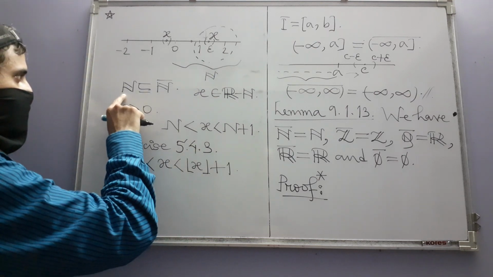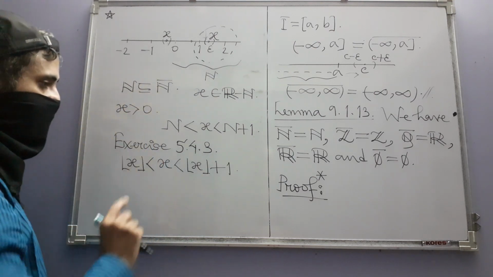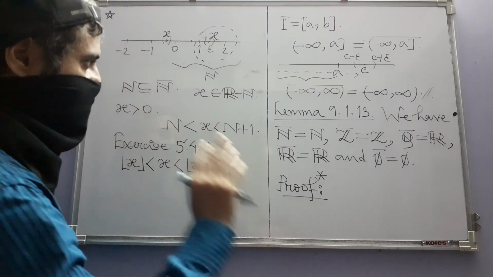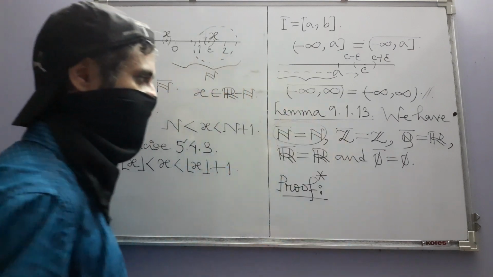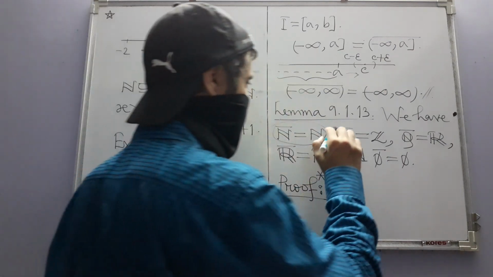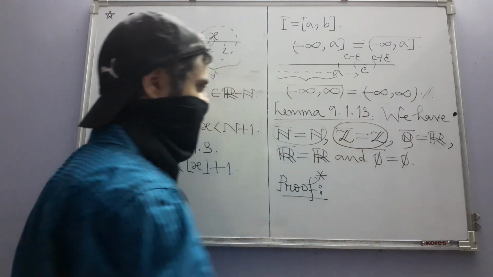So except the points of N itself, nothing else is an adherent point of N, and that is why you have this. And a similar argument shows that you have this.